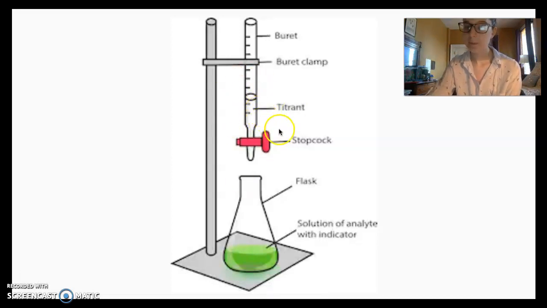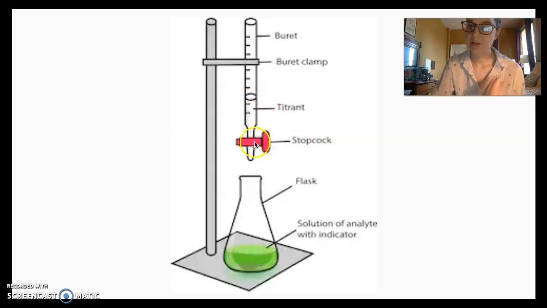This is a stopcock, which is a little addition on the end of the burette. Basically, you can turn it to let a steady stream of chemical flow. You can turn it so that it's only adding a drop of chemical at a time, which is typically what we use during the titration. Or you could turn it so that no titrant flows at all.